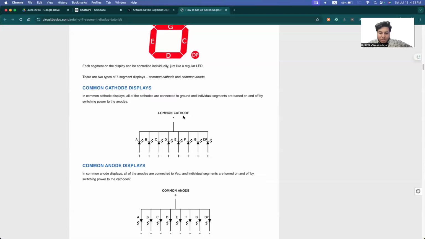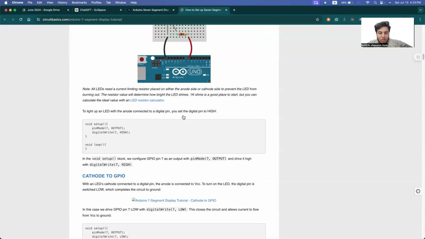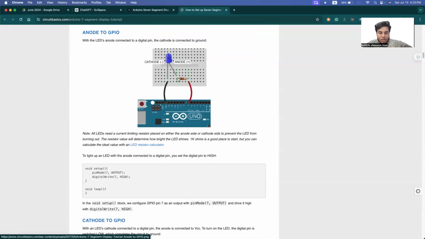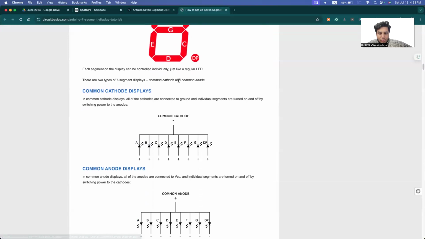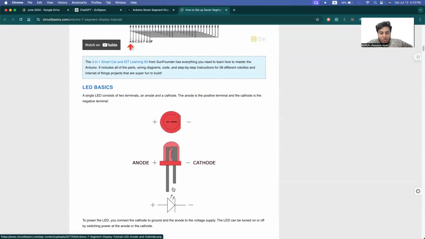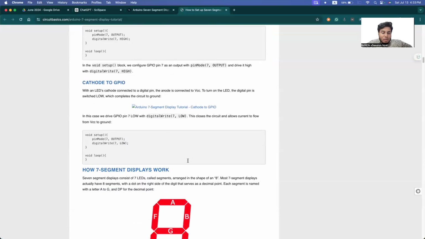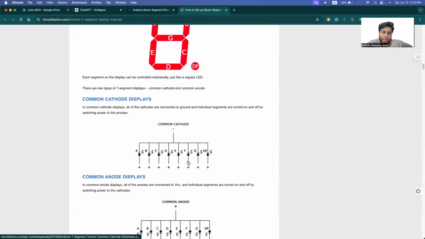Maybe there's a mistake actually. See? Yep, there's a mistake. Anode means plus, the shortest leg. Okay, so if anode is plus, then why do they differ it like plus this way? So the dot portion indicates the cathode. Yeah, it's okay.